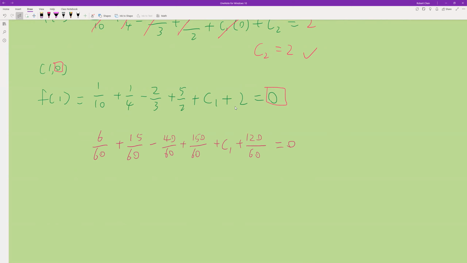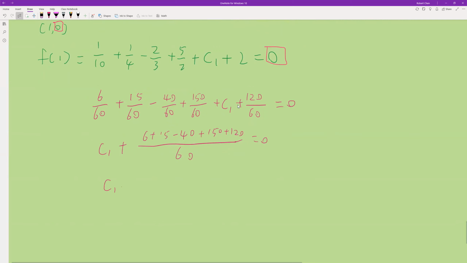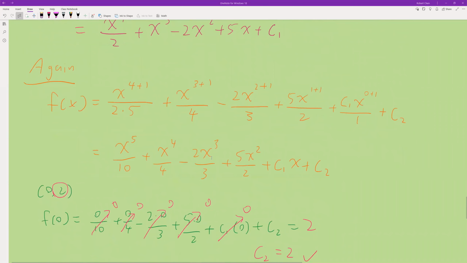All right, so let's see what we have. We have c1 plus a bunch of stuff over 60. That's 6 plus 15 minus 40 plus 150 plus 120, right, is equal to 0. And what is that? That's 21, negative 19. 270 minus 19. That's 251 over 60 is equal to 0. That means c1 is negative 251 over 60. Okay, and that's c1.